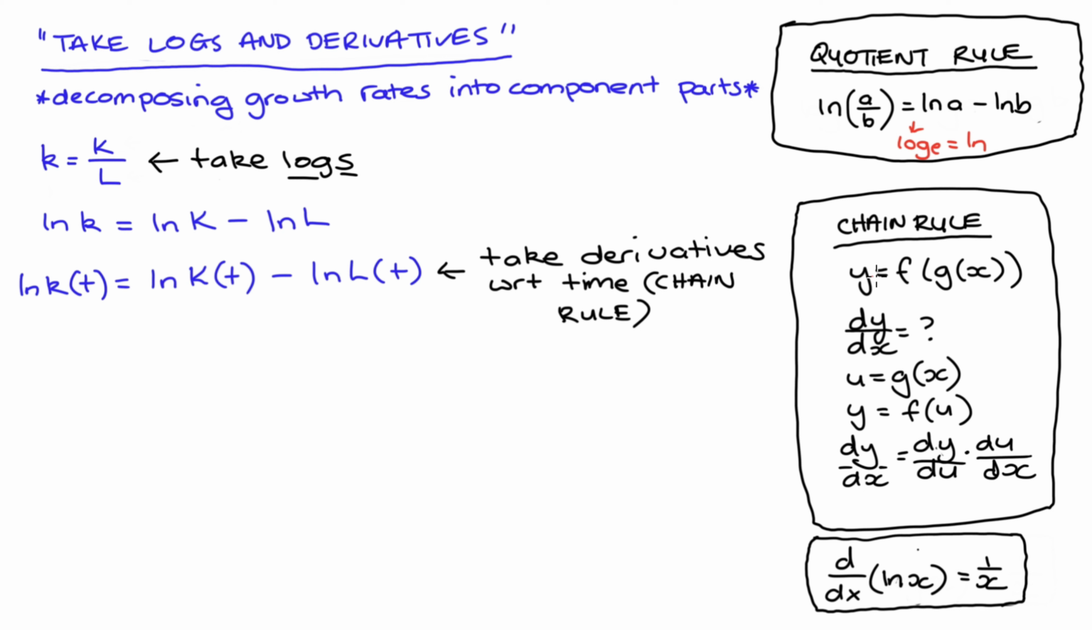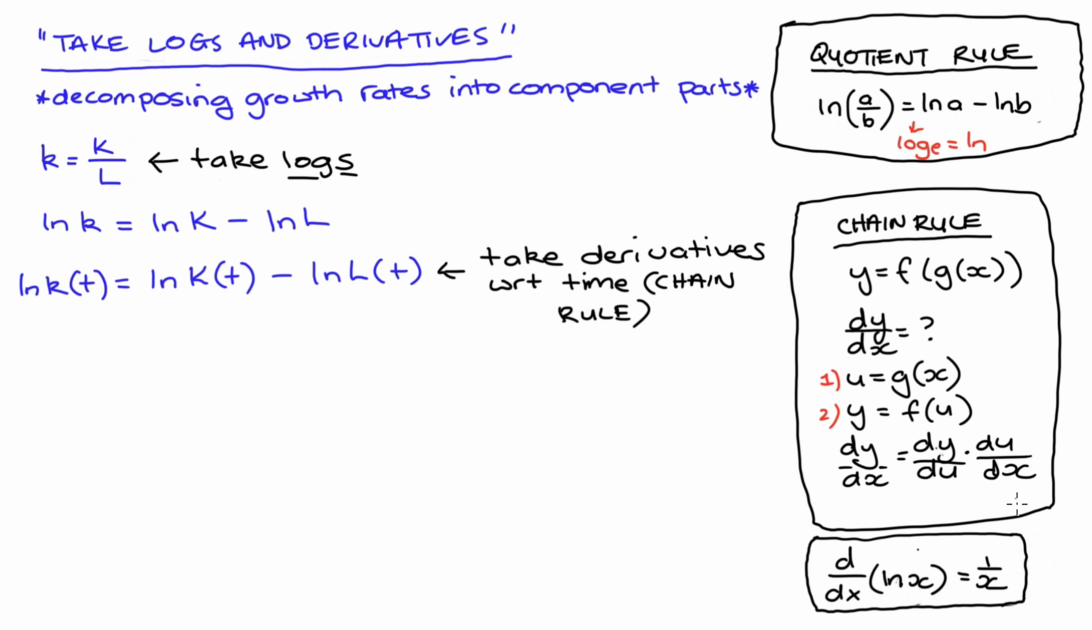So for some y that is a function of g and g is a function of x, if we want to take the derivative of y with respect to x, we need to set up two equations. The first equation involves defining u, which is equal to g of x. And then we can rewrite y as a function of u. This works because y is a function of g of x and g of x is equal to u. Using these two equations, we can find dy/dx is equal to the derivative dy/du multiplied by the derivative du/dx.